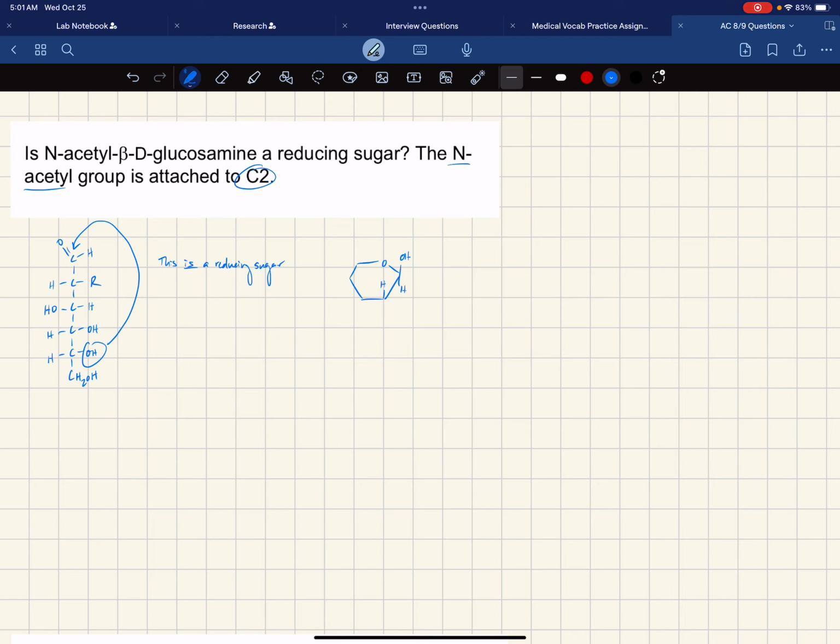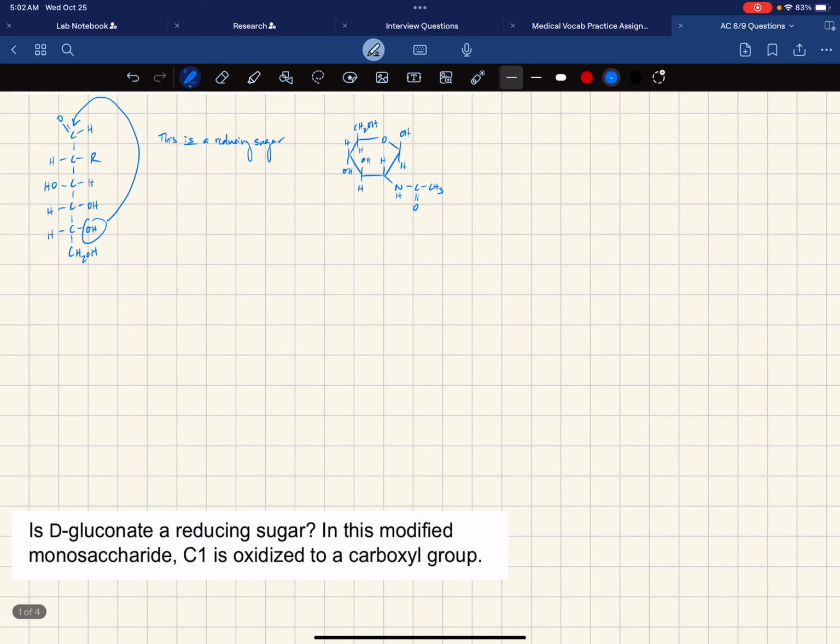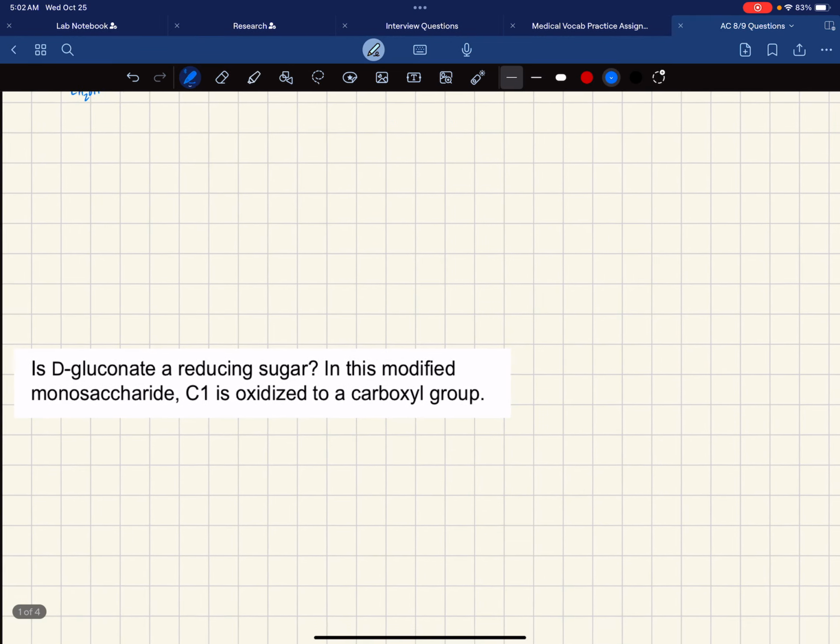And once it does that, just in case you were curious, N-acetyl beta-D-glucosamine is going to look something like this. Basically, you're going to have an N with an acetyl group attached to it. And then the rest of the glucose you can think about as you would normally. Like that. And you don't need to know that. That's just for fun, I guess.